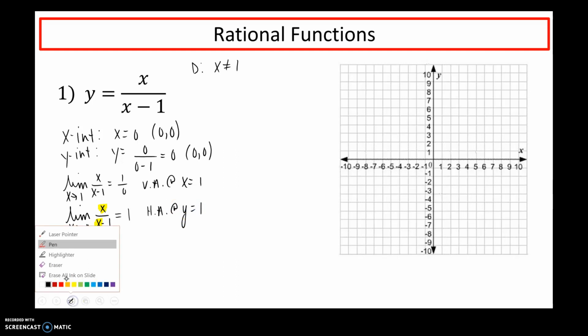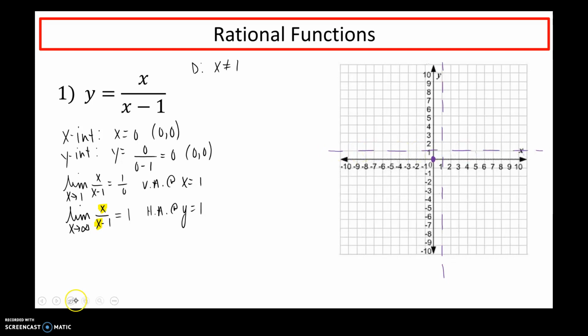Okay, so let's put these things in. X and y intercept there. Vertical asymptote at x is equal to 1. Horizontal asymptote at y is equal to 1.